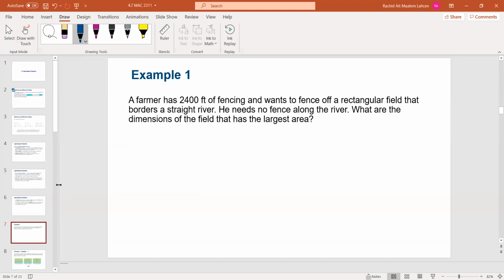So let's look at a classic type of problem in optimization. This shows up sometimes in pre-calc, sometimes in algebra, and now we're going to use it here in this introduction. A farmer has 2,400 feet of fencing and wants to fence off a rectangular field that borders a straight river. He needs no fence along the river. What are the dimensions of the field that has the largest area?